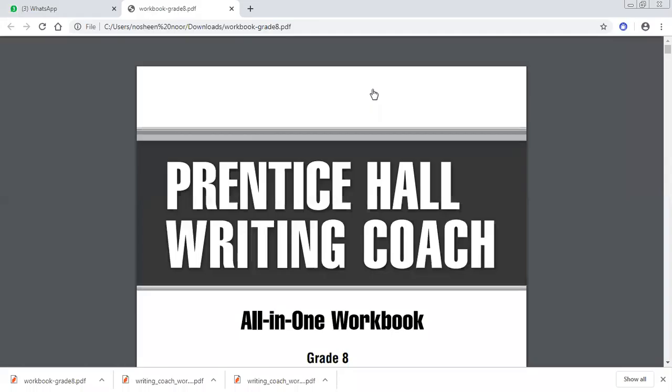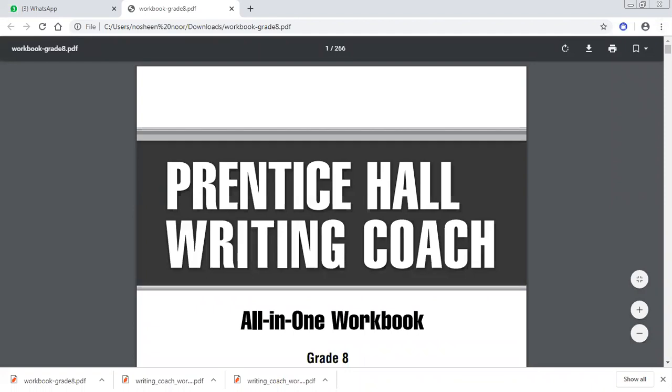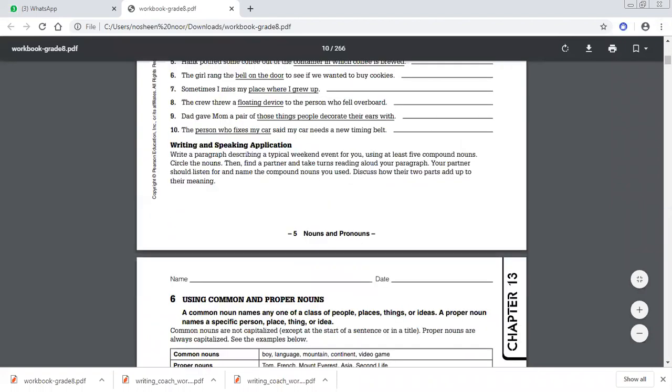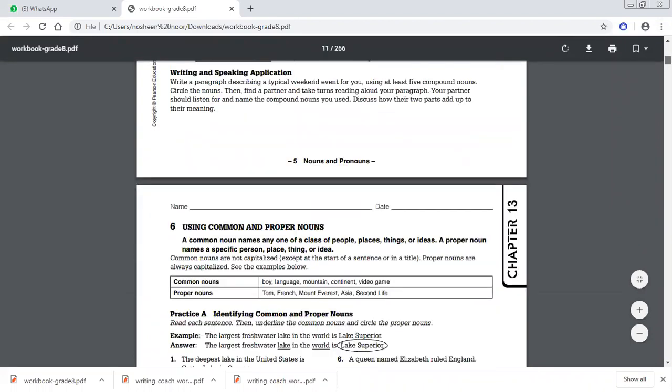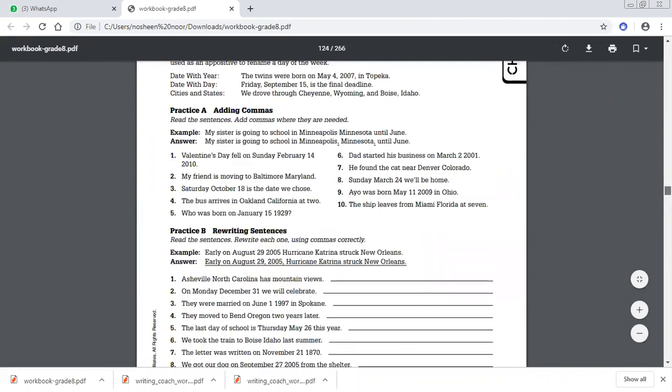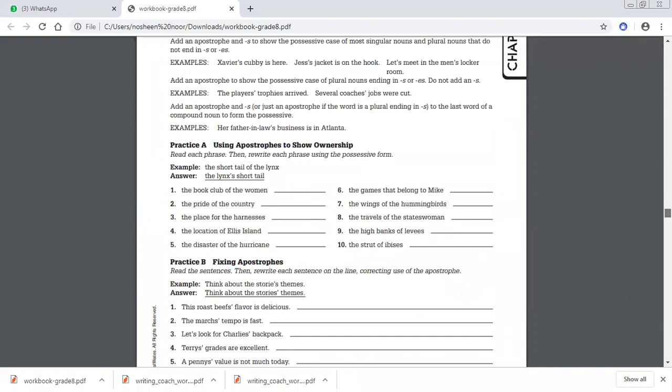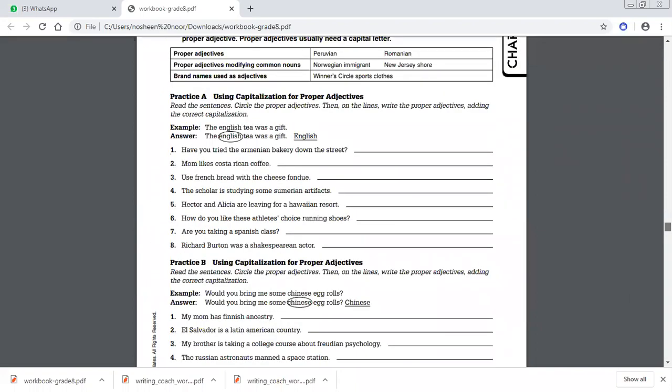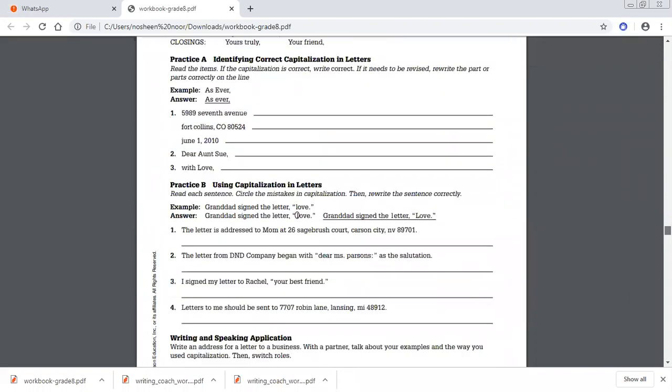So we are having practice 22, which is page number 179. Teacher, we're going to take vocabulary. Yes.